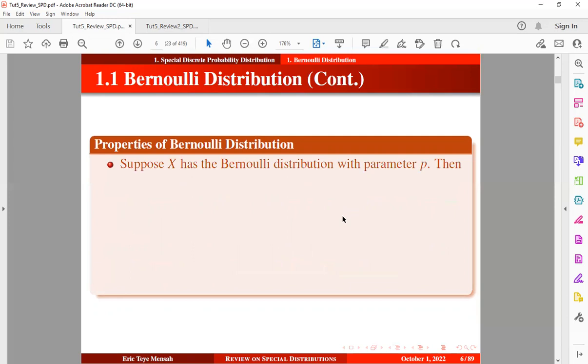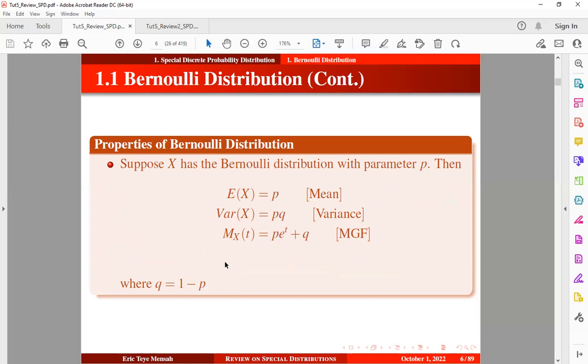So suppose x has the Bernoulli distribution with parameter p, then the expectation of this random variable x is going to be p, and this is similar to the mean of the random variable. Also, the variance of our random variable, which is var of x, is going to be pq, okay? And also the moment generating function can be defined in this form, okay? So remember that q is equal to 1 minus p, okay?